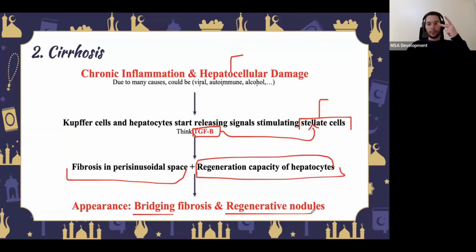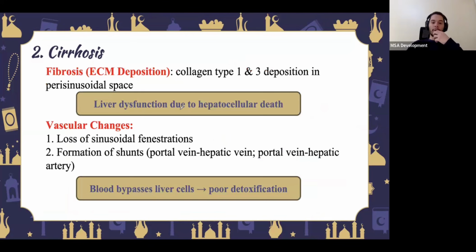It prevents it through two mechanisms. First, you have liver dysfunction due to the hepatocellular death itself. So the cells inside the liver already are weak and they start dying, so they won't be able to function properly. That's one. Secondly, because of all the cirrhosis, there is fibrosis that leads to vascular changes as well. So what are the vascular changes that we need to think about? First is the loss of sinusoidal fenestrations.